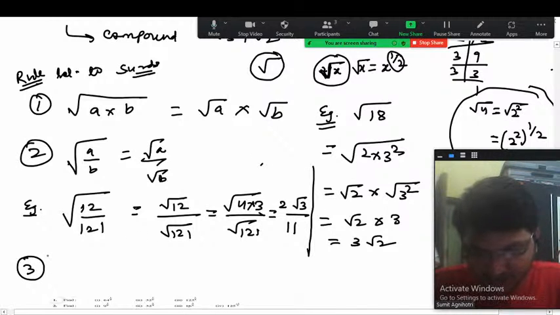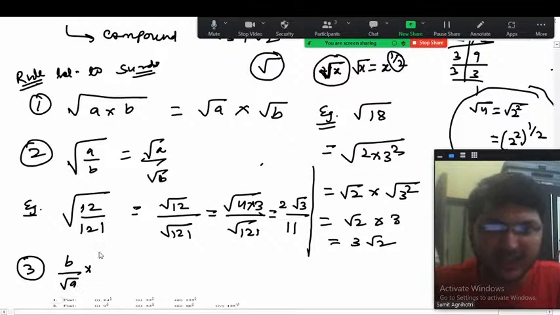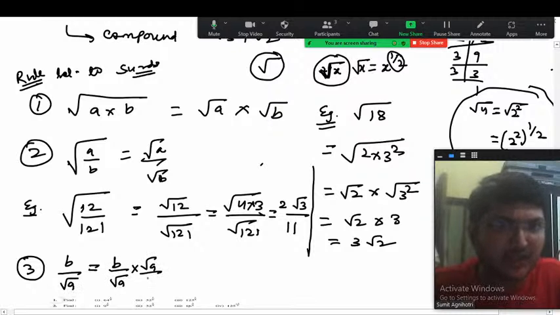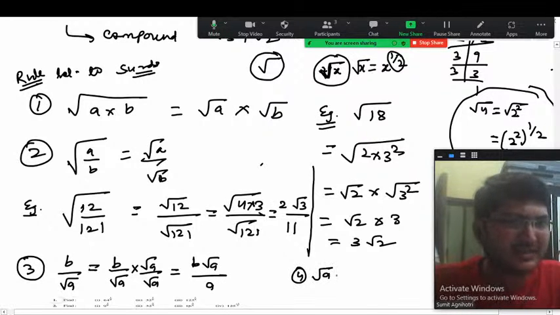I'm going to tell you the third rule. If you have b over root a written like this, you can multiply root a on both sides and rationalize the denominator. You can rationalize the denominator by multiplying root a in the numerator as well as the denominator. The same thing can be multiplied in numerator and denominator. That's why we are multiplying, and root a times root a is going to give you a. This is also a rule of exponents. If the same thing is multiplied 2 times, you will write it as a.